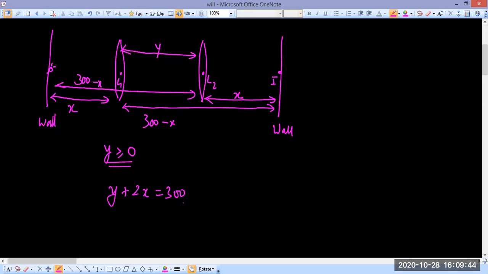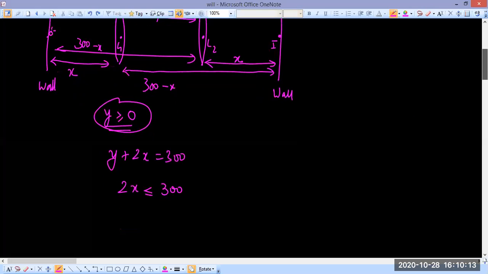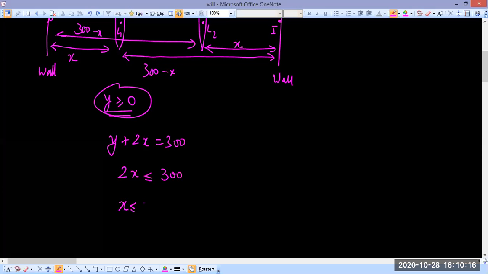So we get y plus 2x is 300. Okay, but we see that y is greater than or equal to 0. So that means 2x is definitely less than or equal to 300. This is understandable, because y is a positive number, so if you add it, you get 300. If you don't add that y, then you get 2x, which definitely has to be less than or equal to 300. So this will give us a limiting case of 150. It means the value of x cannot be greater than 150, it has to be less than or equal to 150.